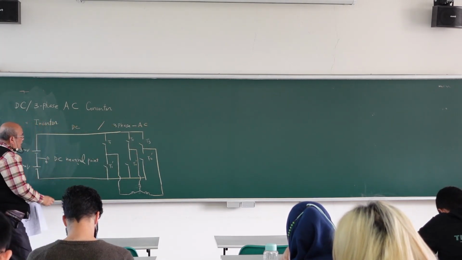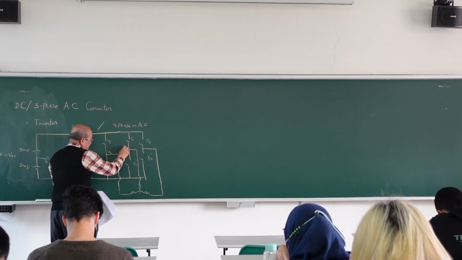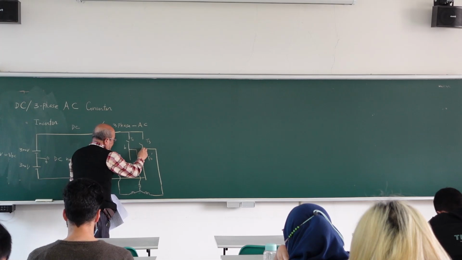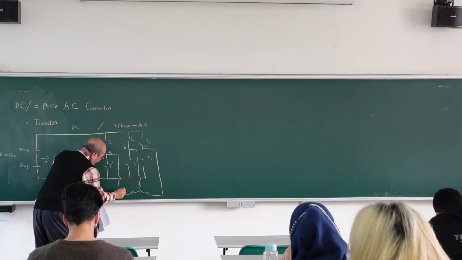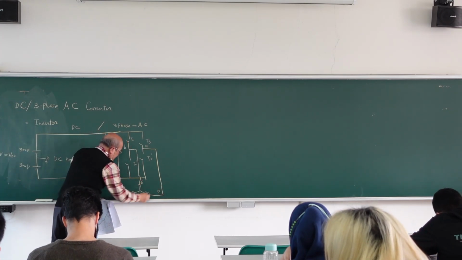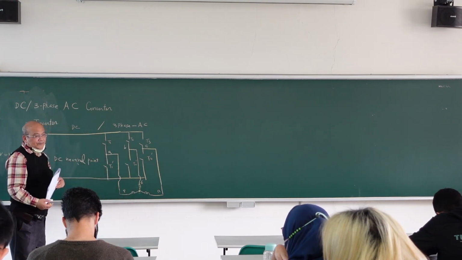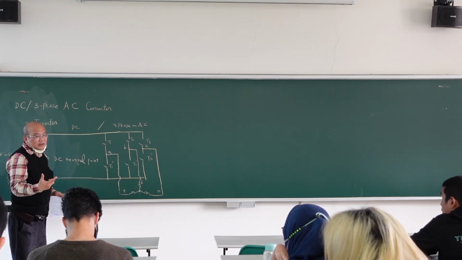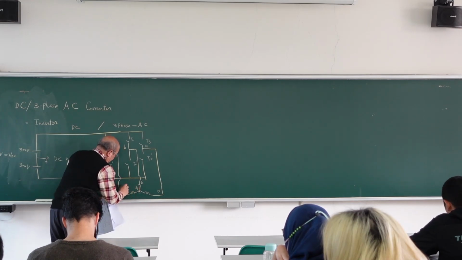So what is this phase? A phase. How about this one? B phase. How about this one? C phase. So we can say, oh, this is A phase. This is B phase. This is C phase. How about this point? Neutral, right? So we call this N is neutral.